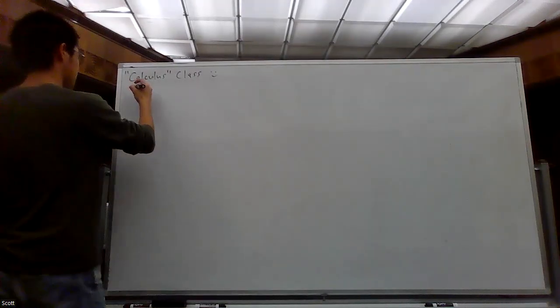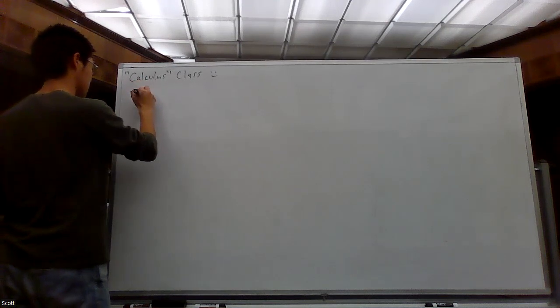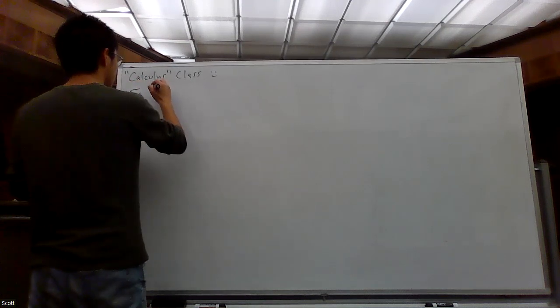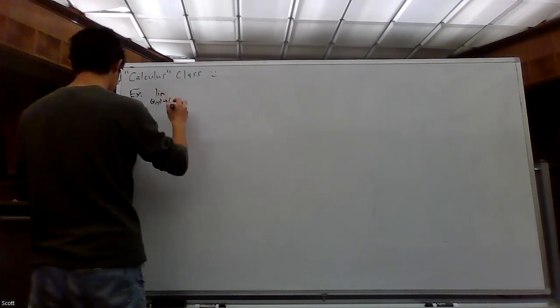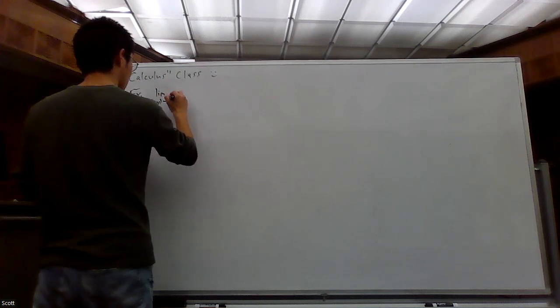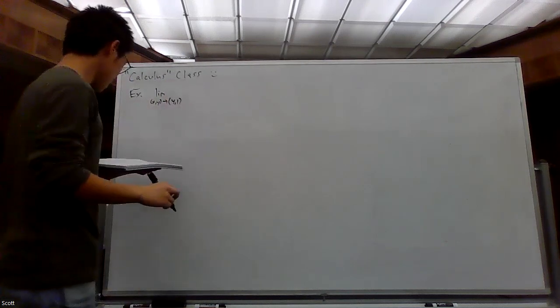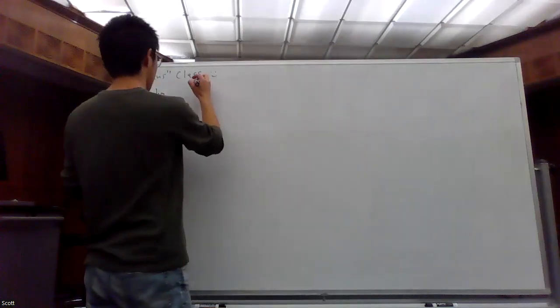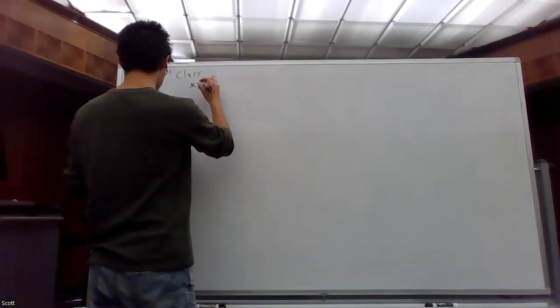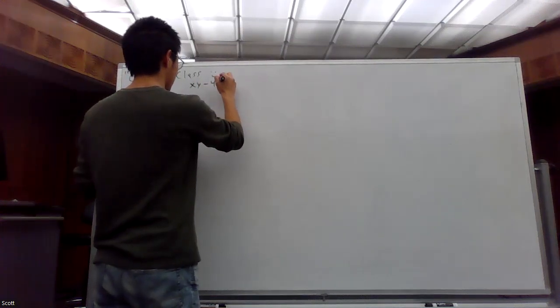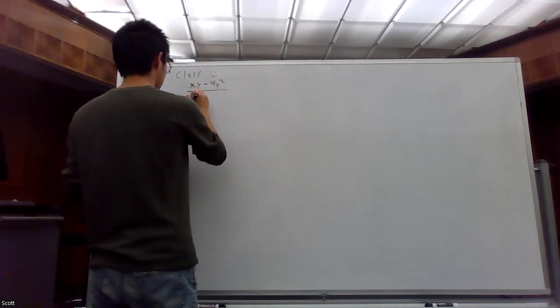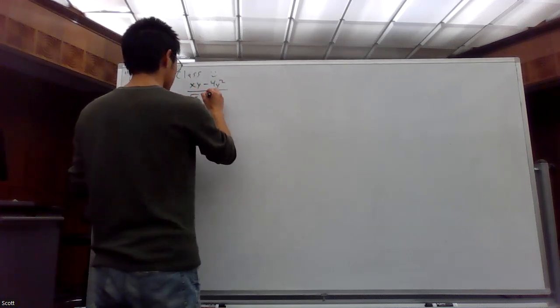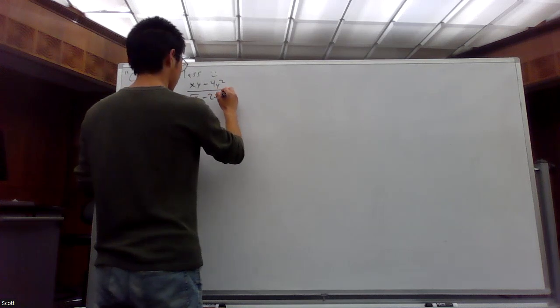All right, so let's do an example with the limit. (x, y) is approaching the point (4, 1). And the function we're interested in here is xy minus 4y squared in the numerator. In the denominator, it's going to be the square root of x minus 2 times the square root of y.